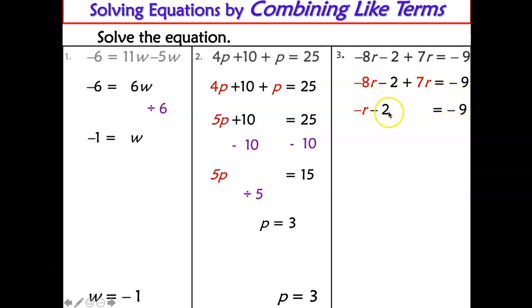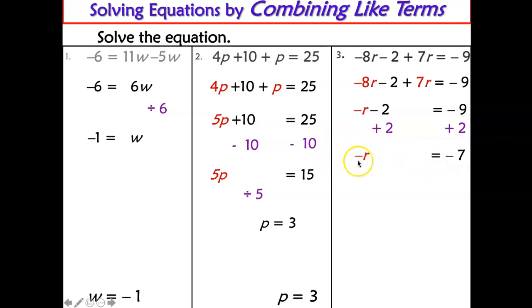Again, we want to get rid of minus 2 to isolate the variable negative r. Always use the opposite. If this is minus 2, the opposite is plus 2. So plus 2 on this left side and plus 2 to the right side of the equal symbol. Okay, these cancel each other. It becomes 0. So on the left side of the equal symbol, you only have minus r. At the right side of the equal symbol, negative 9 plus 2 is negative 7.